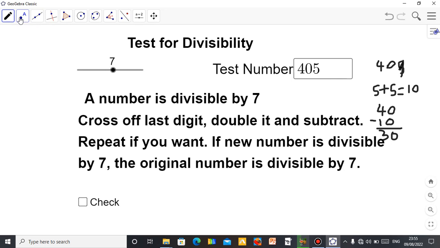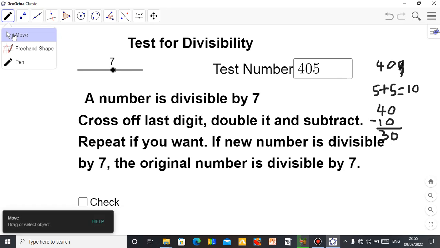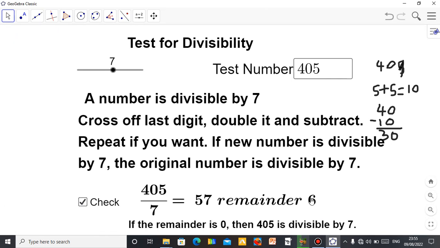If we check our result, you will see that the remainder will not be 0. The remainder is 6. So the remainder is not 0. Then 405 is not divisible by 7. So this number cannot divide by 7, and that is that.